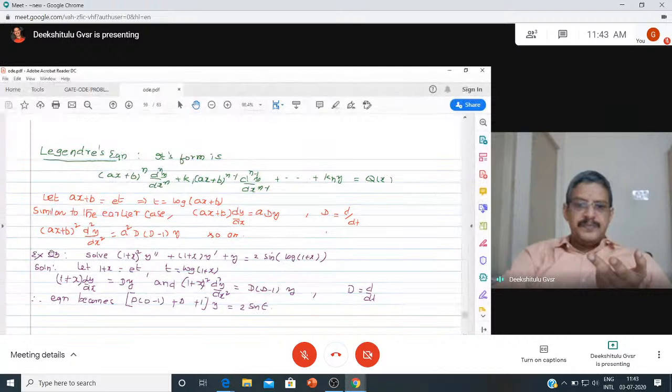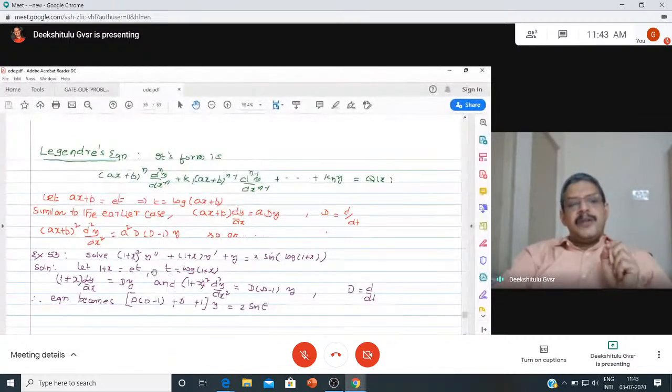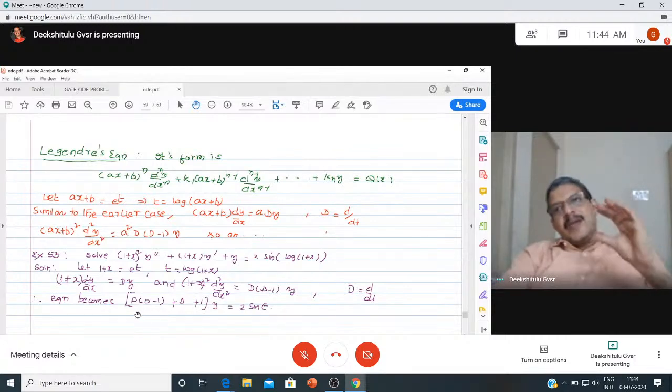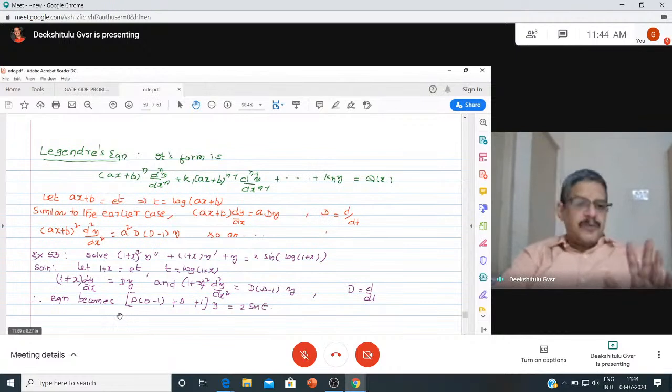Or else a problem is given like this: (1 plus x) whole square y double dash plus (1 plus x) y dash plus y is equal to 0. If you convert this into a linear differential equation with constant coefficients, what is the resulting equation? So, if D is equal to d by dt, the resulting equation is (1 plus x) whole square y double dash is equal to D into (D minus 1) y, (1 plus x) y dash is equal to Dy. You substitute these two things here, then you get the new equation as D square plus 1. That's what we get.